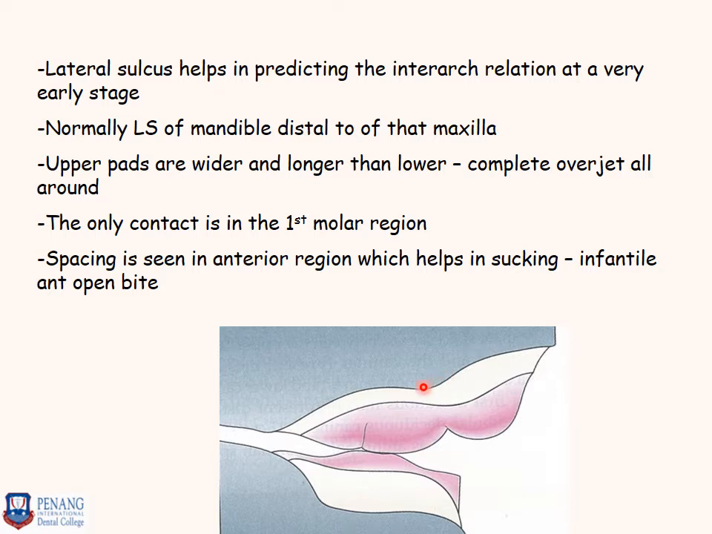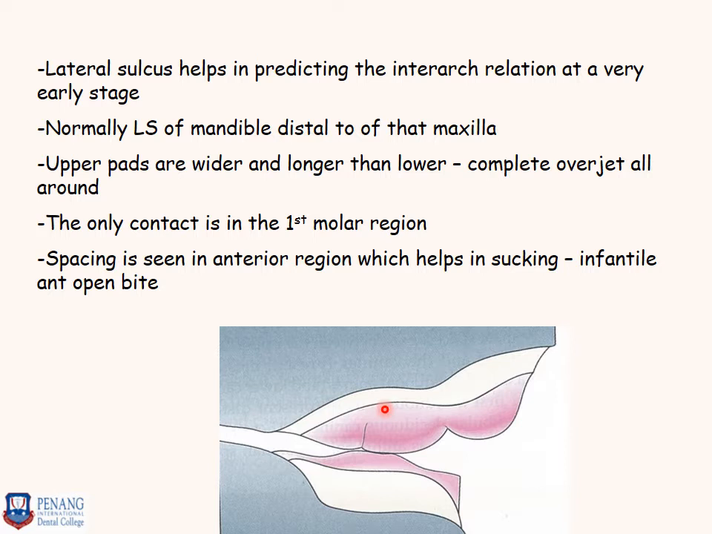So in the gum pad stage, the maxillary gum pads are wider and longer than the mandibular gum pads, but this difference between the maxillary and the mandibular gum pads is corrected with the growth of the jaws, which occurs with age of the child and the development of the teeth.